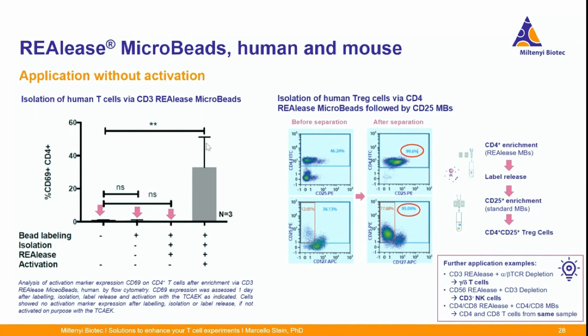The example on the right side, however, shows a multi-step subset isolation using REAlease. First, CD4 positive T cells are pre-selected. Then the label is removed and cells are now ready for a second round of deeper subset separation, in this case via CD25 for Treg isolation. With that, you can actually get your Treg from almost every single cell suspension. Further examples that are similar include, for example, the isolation of gamma delta T cells as well as CD3 negative NK cells.